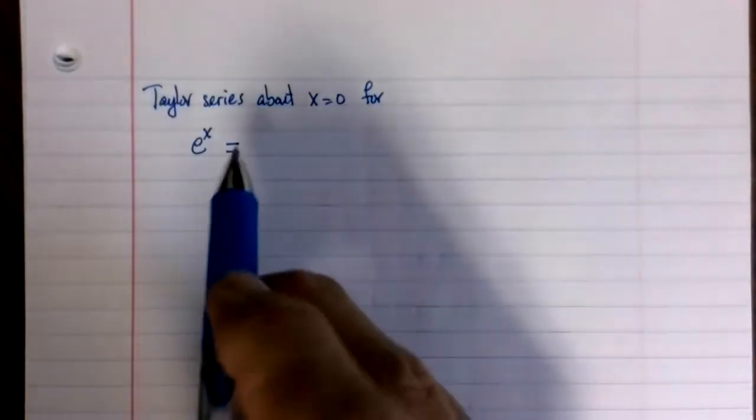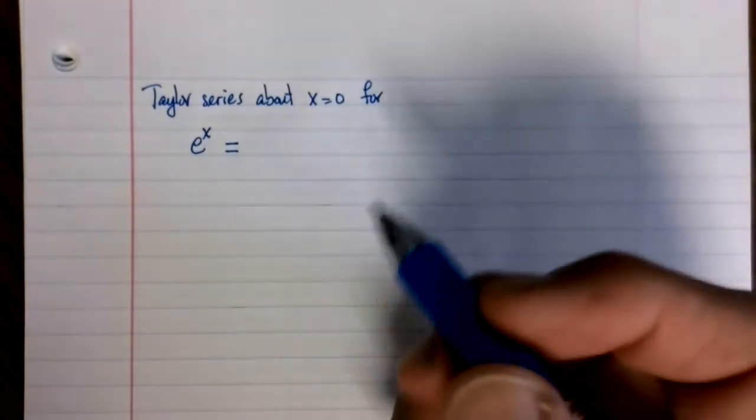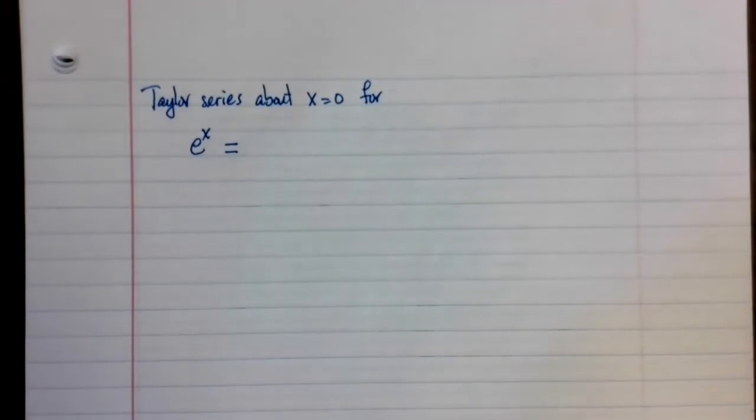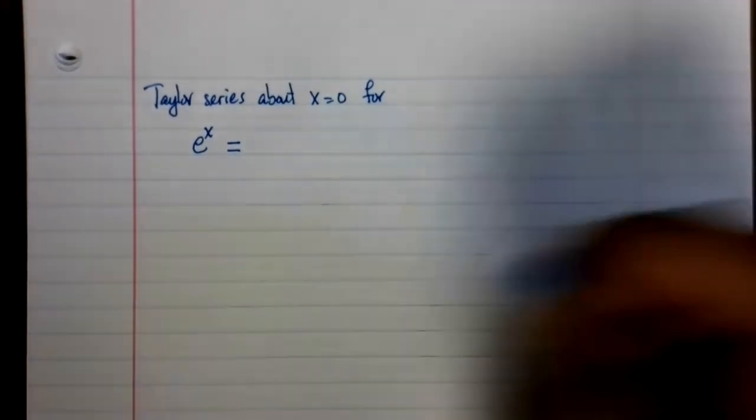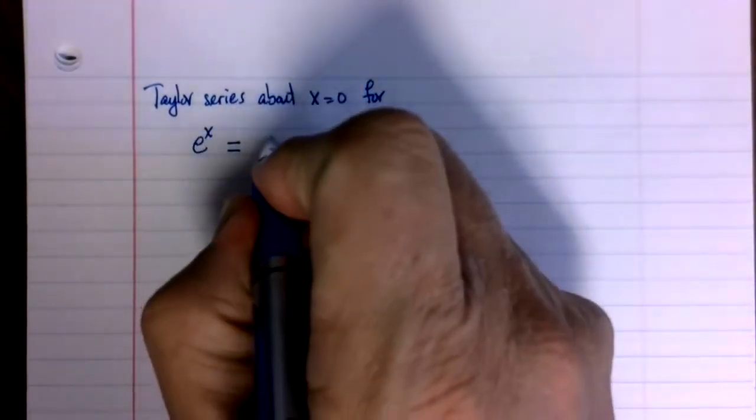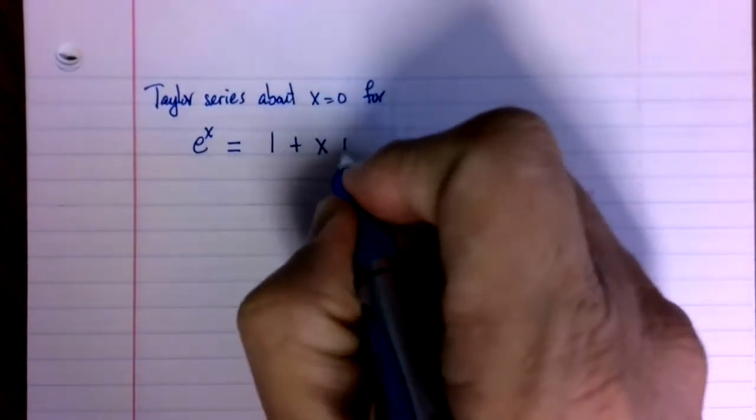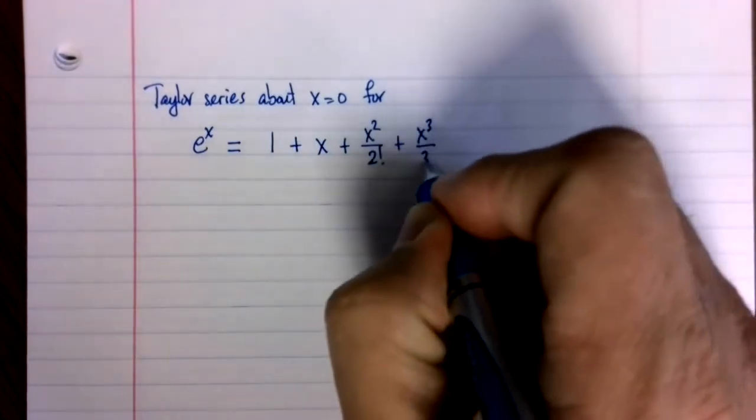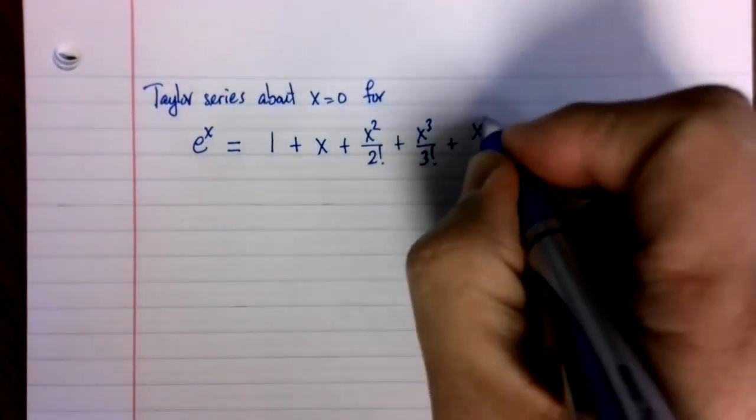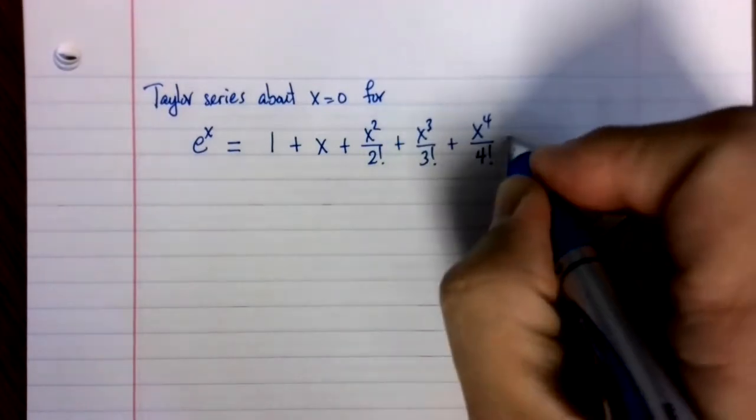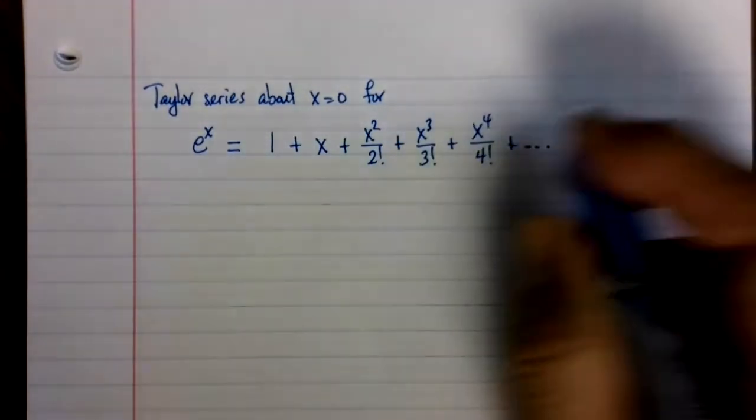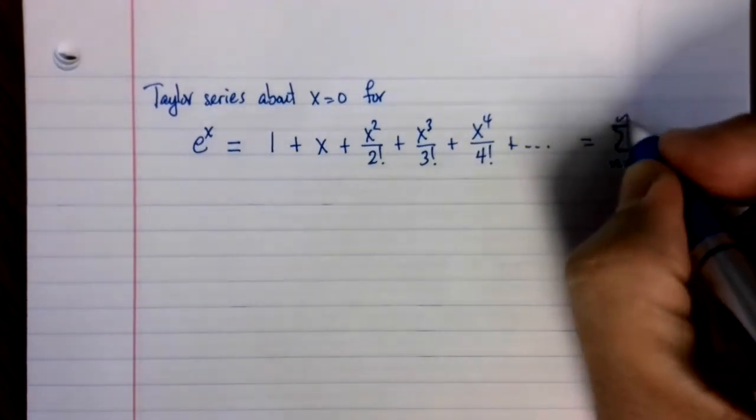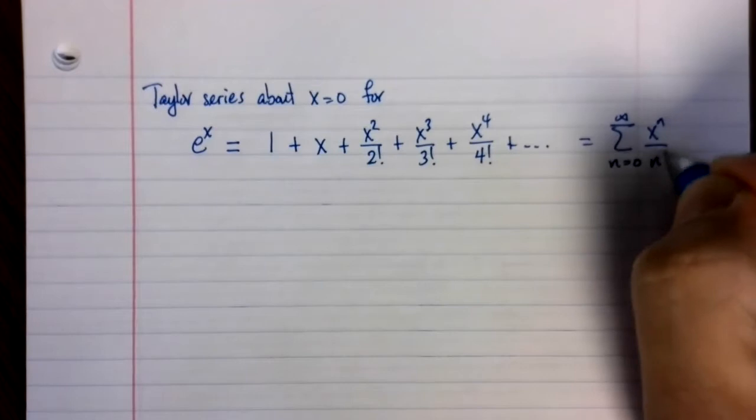All right, so we're going to review the Taylor series expansion for e to the x about x equals 0, sometimes called the Maclaurin series. I almost always call it Taylor series just because Taylor is easy to spell. Anyway, the series expansion goes 1 plus x plus x squared over 2 factorial plus x to the third over 3 factorial, x to the fourth over 4 factorial, and so on. And this can be written more compactly as the summation n equals 0 to infinity of x to the n over n factorial.